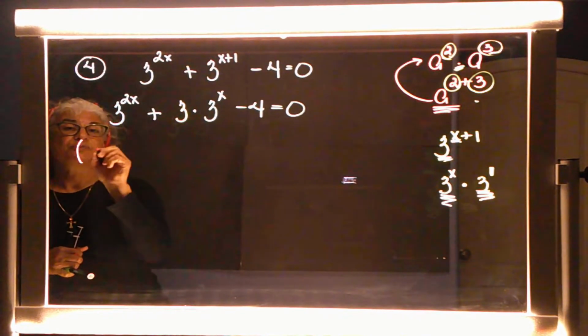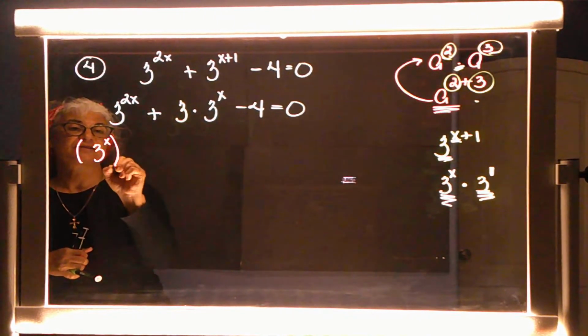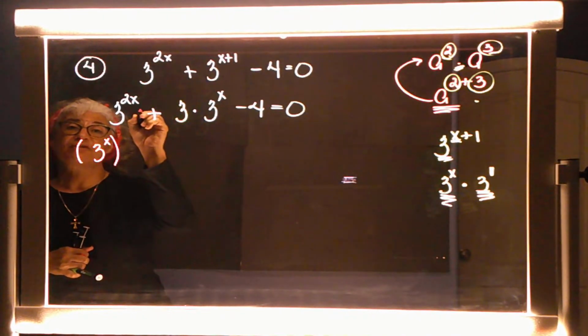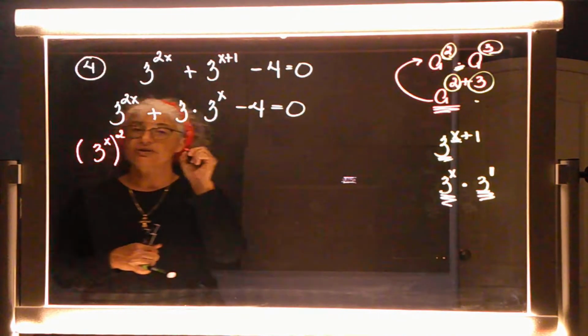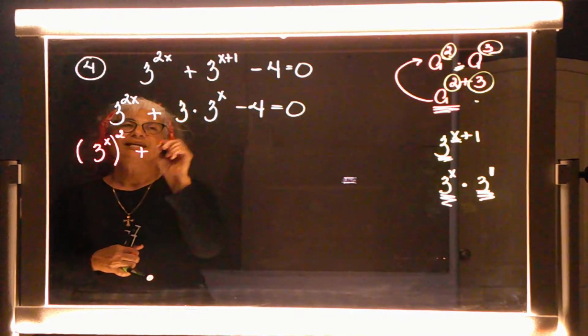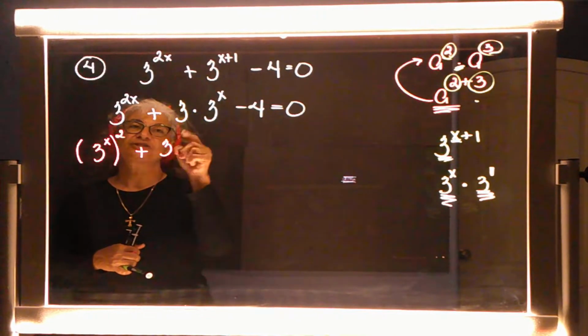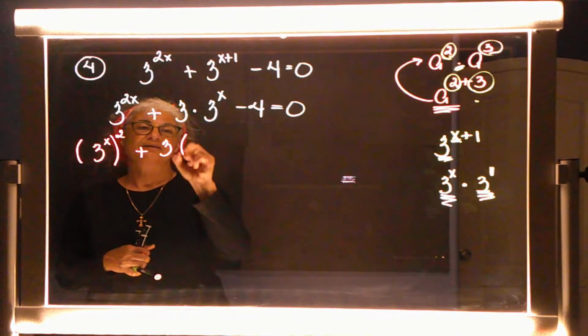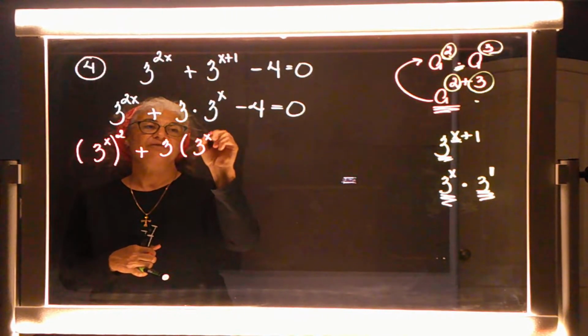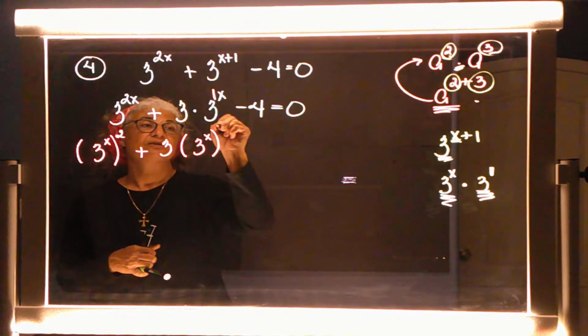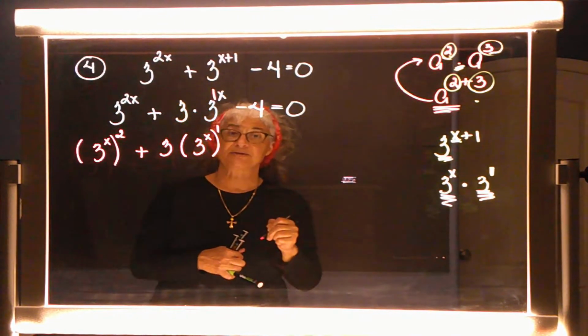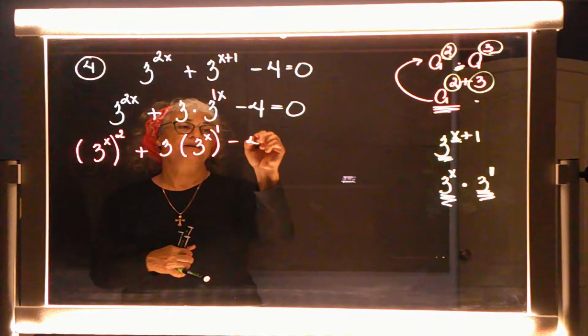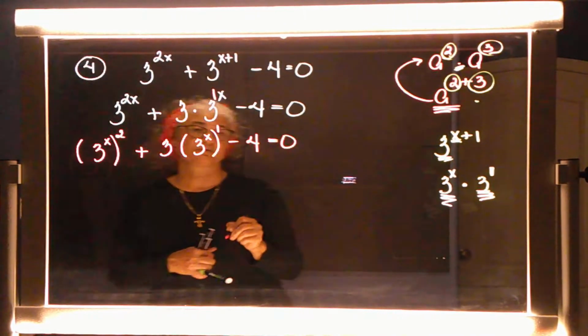And some of you would benefit from writing this next line. Your variable is still 3 to the power of x. And it's squared on the first one. The second one happens to have a coefficient of 3. And I have 3 to the power of x with a 1 outside that parenthesis, and then minus 4 equaling 0.